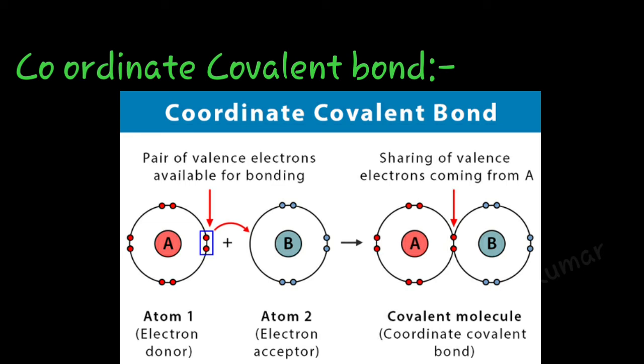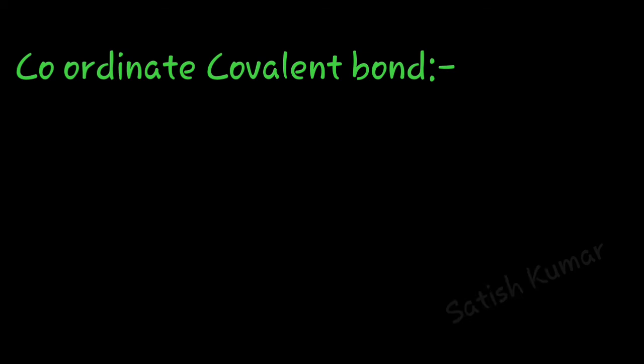Please observe the pictures. There are two atoms A and B, in which A is donating 2 electrons, a pair of electrons, and those 2 electrons are shared by both A and B. Here A is called electron donor and B is called electron acceptor. Now I am going to explain coordinate covalent bond by taking an example, that is sulfur dioxide.